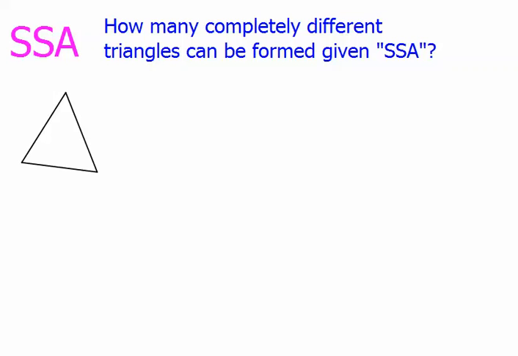Welcome to this overview of side-side angle. We are going to show why side-side angle does not work to prove triangles congruent and why it does not generate a single triangle fitting the criteria. Now first, side-side angle means that we have two sides with the angle that is not in between them.